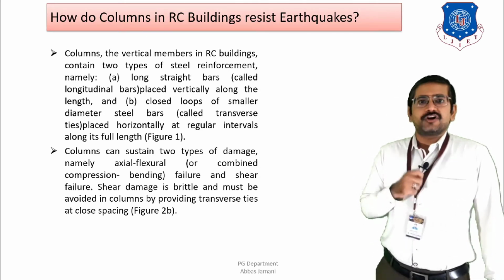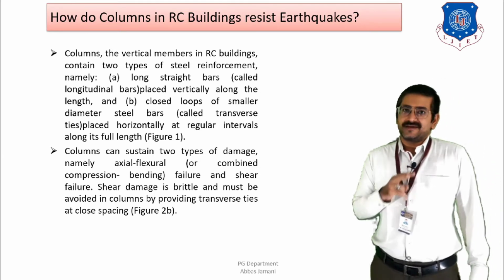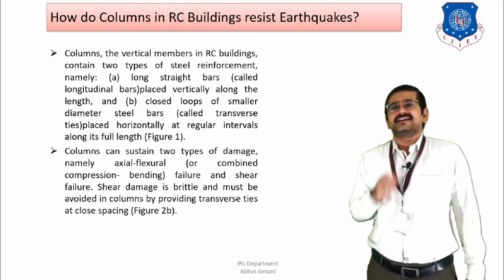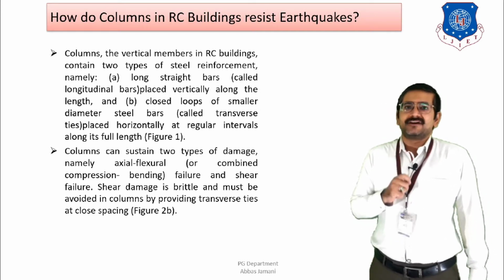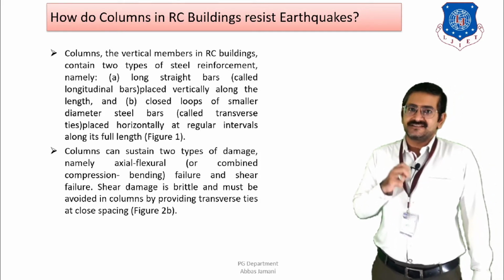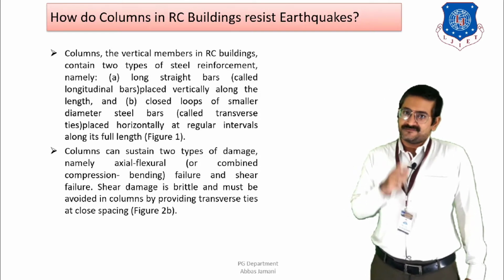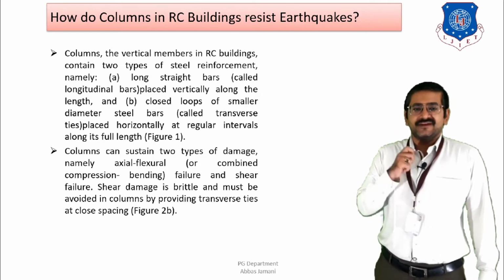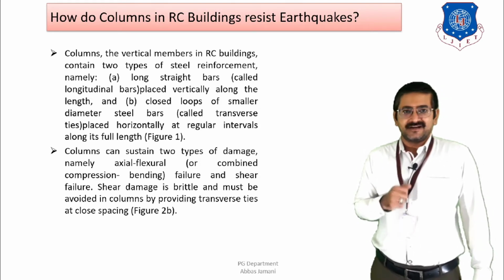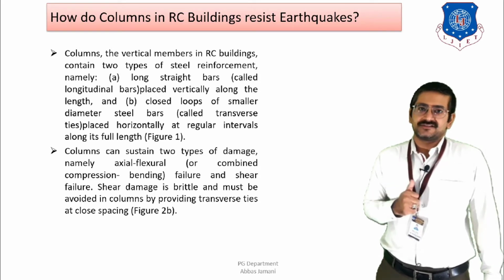When I talk about columns, the design of a column is governed by two types of cases. First is axial compression, and second is flexural bending. Whenever we design the column, it is always designed for the combined action of axial compression plus flexural bending, right? This type of behavior is an accepted type of behavior that we expect in case of columns.